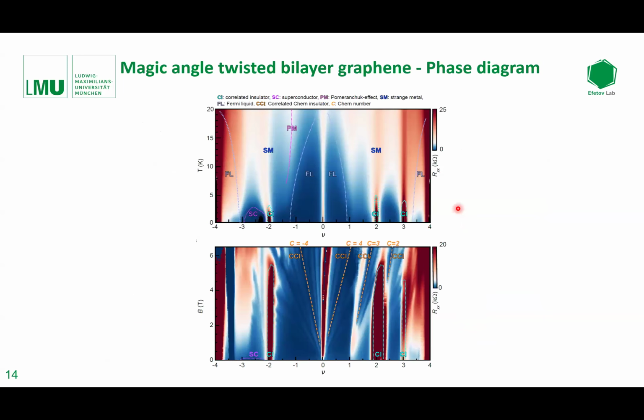Okay, and so here are some phase diagrams from our group that we now believe are highly reproducible data, and tomorrow I will show much more about these types of phase diagrams that we started assembling recently. You can see on the top a typical phase diagram for longitudinal resistance as a function of temperature and filling, and on the bottom similar longitudinal resistance, but now as a function of magnetic field and filling.